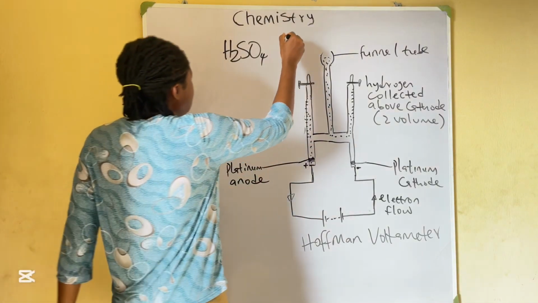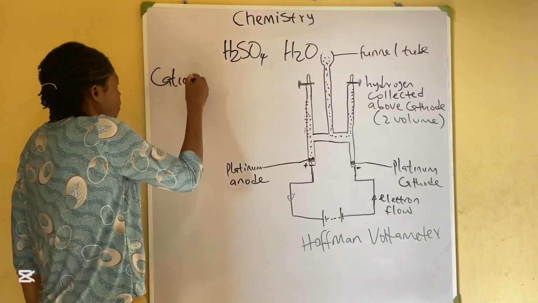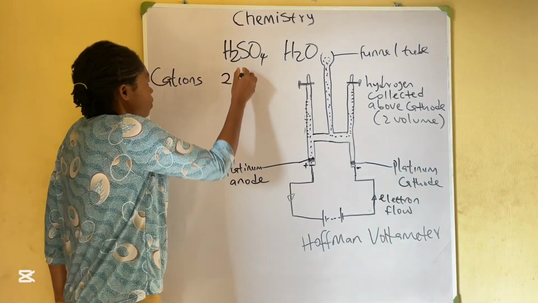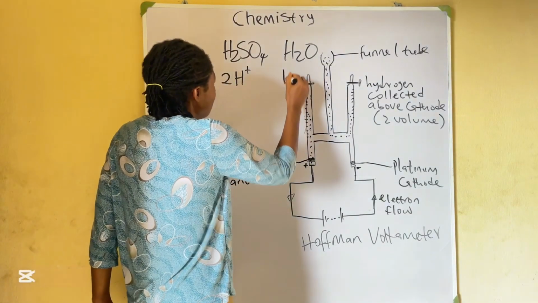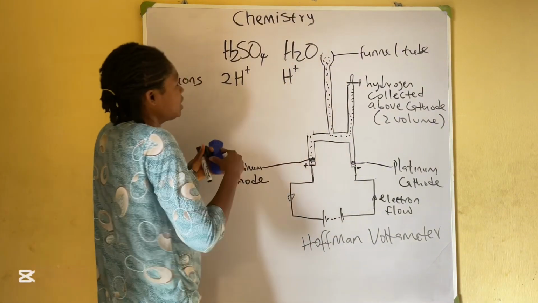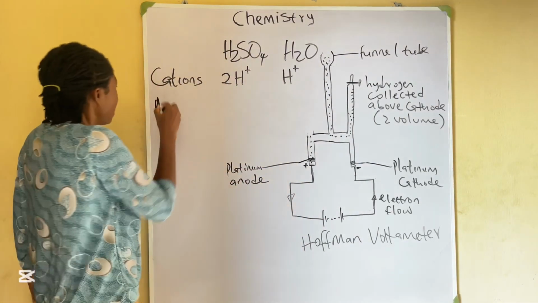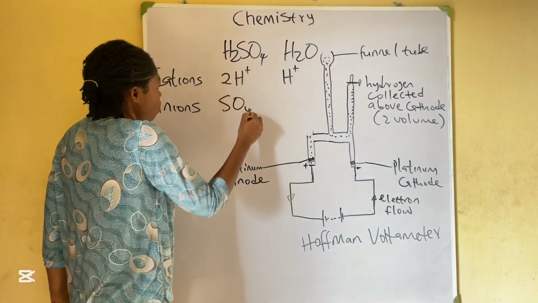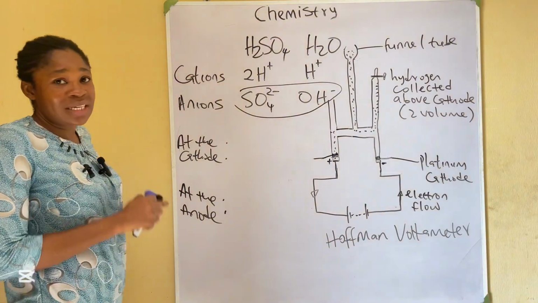So the ions that are present, for the cations, which are positively charged, I have hydrogen ion. For water, remember water ionizes slightly. I will draw this. So water ionizes slightly to give hydrogen ion and hydroxide ion. For the anions, you have SO4 2 minus. You have OH minus.